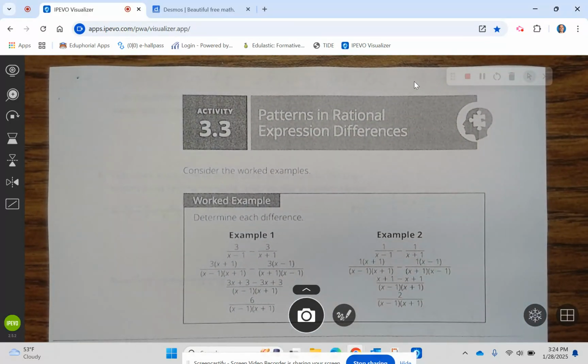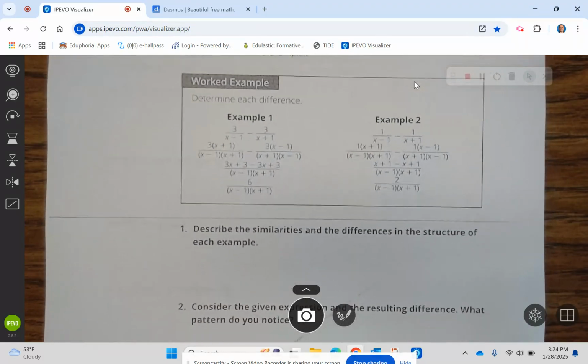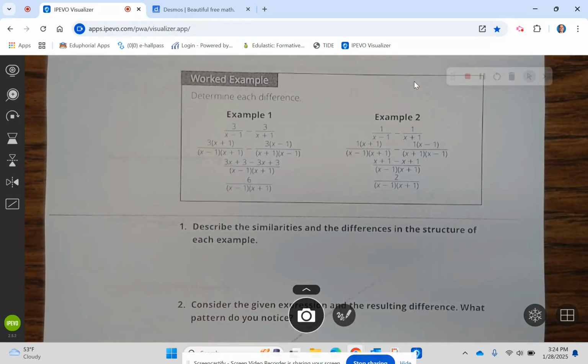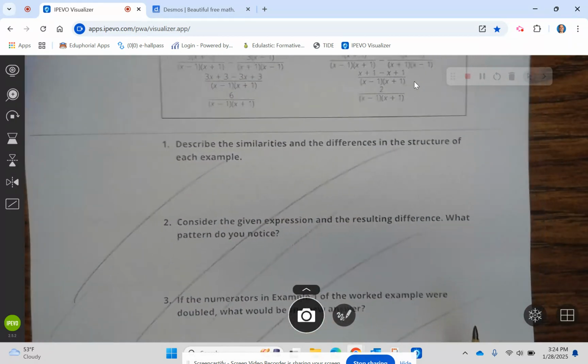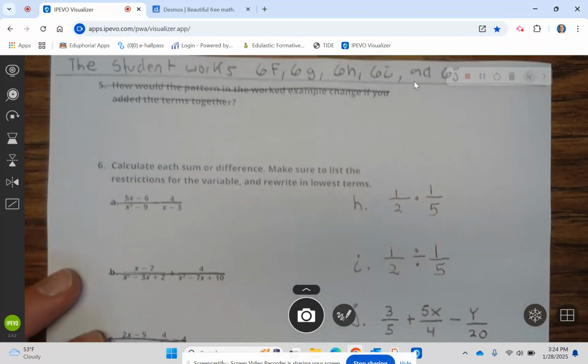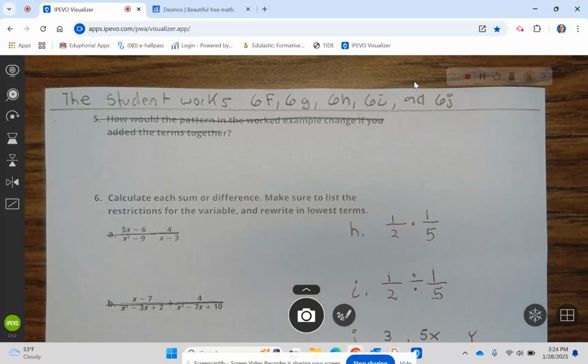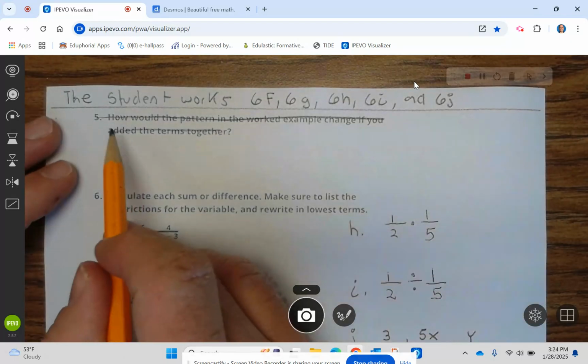3.3, patterns in rational expression differences. Consider the worked example. Go ahead and look over the worked example. Then go ahead and mark out and go to the next page. The student works 6F, 6G, 6H, 6I, and 6J. And mark out 5.